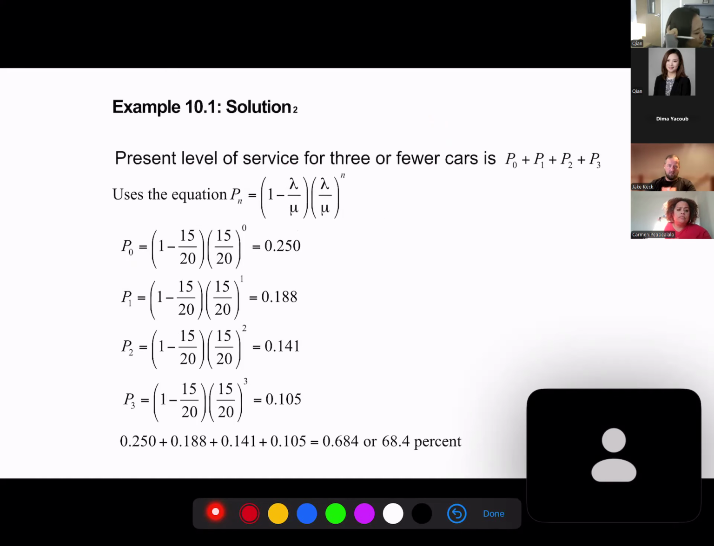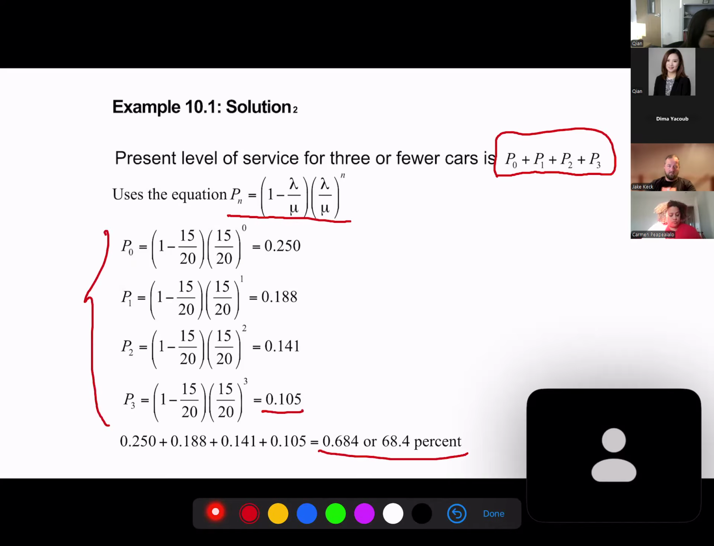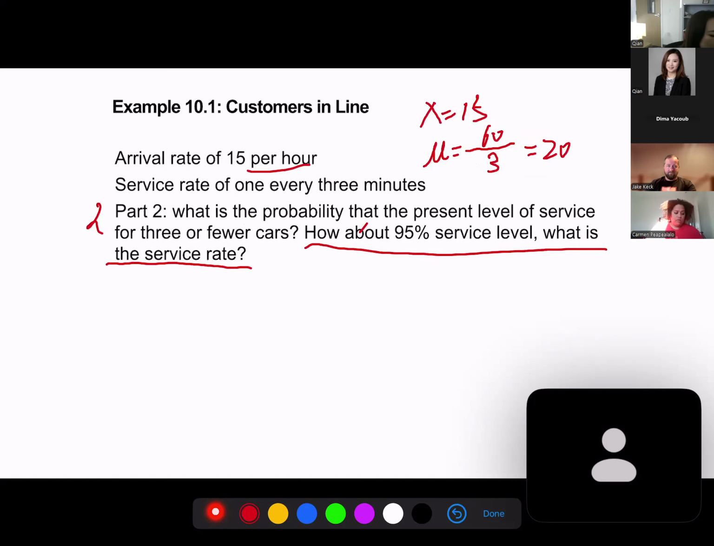If you want to figure out the present level of service for 3 or fewer, that means you need to serve 0 cars, 1 car, 2 cars, and 3 cars. So all the probabilities are here, and we just follow the formula to get all the results. Then the percent will be 68.4%. So you just calculate the probabilities. This is the first type of question, asking for the probability of the level of service for 3 or fewer customers.